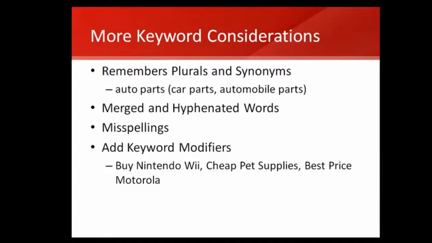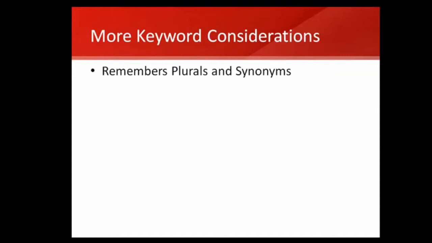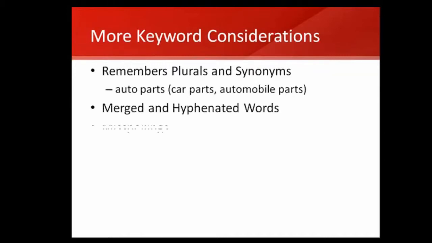Like buy Nintendo Wii, that means they want a Nintendo Wii. Find Tulsa chiropractor. Find Chicago lawyer, find Los Angeles realtor, things like that. Add those keyword modifiers to your keywords, or add them into your keyword research tool and see if there's actually traffic for them. And so let's just jump over here. Looks like this similar slide.